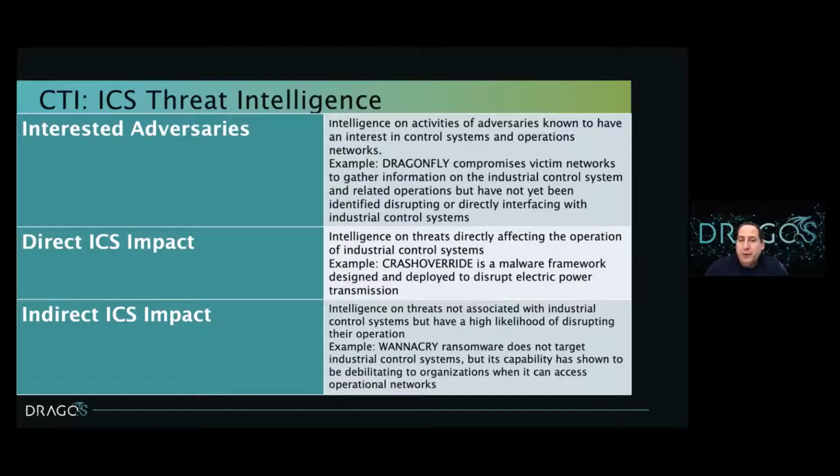Intelligence on threats not associated with industrial control systems, but they have a high likelihood of disrupting their operation. The example here is WannaCry. It doesn't target the systems, but its capability is shown to be debilitating to organizations when it can actually access the operational networks. So great example there of indirect, direct, and interested adversaries. And that's kind of how, from the ICS, operational technology, threat intelligence framework, this is how we look at it.